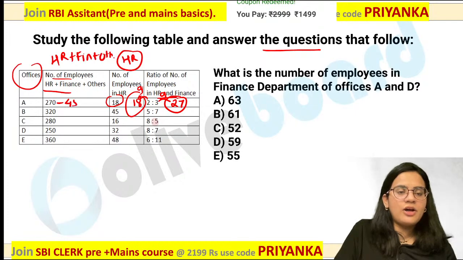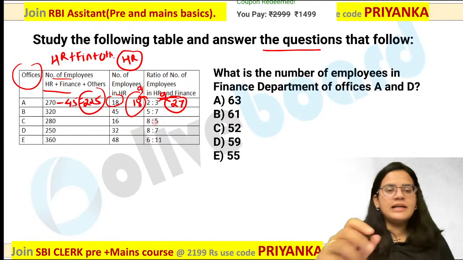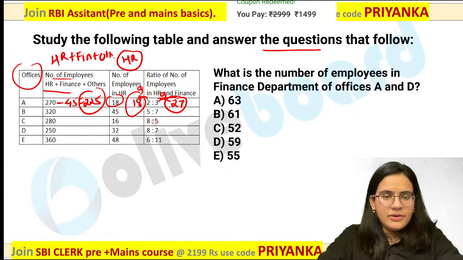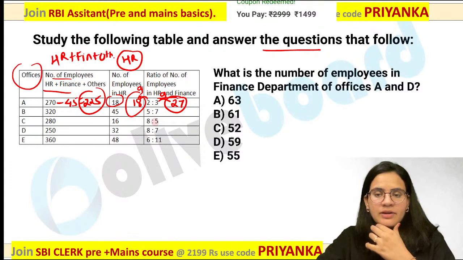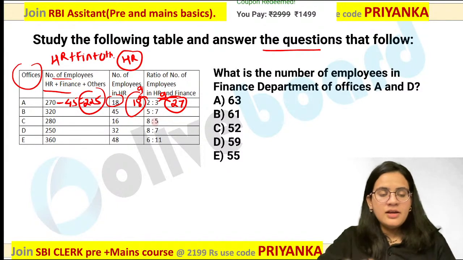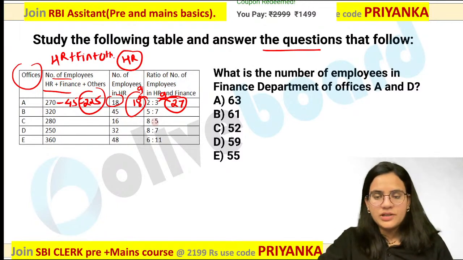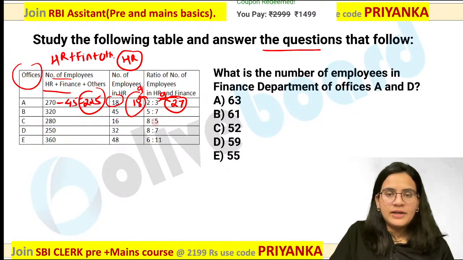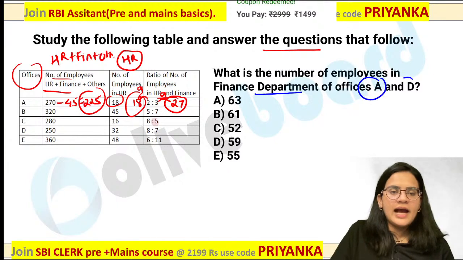So I can calculate how many other employees would be there. 225 other employees would be there. Everybody is following my point? Everybody is following how we are doing this particular DI? What is the concept here? Now once we have understood the concept, let us focus on the first question present over here. What is the first question given? They have asked you what is the number of employees in finance department of A and D.